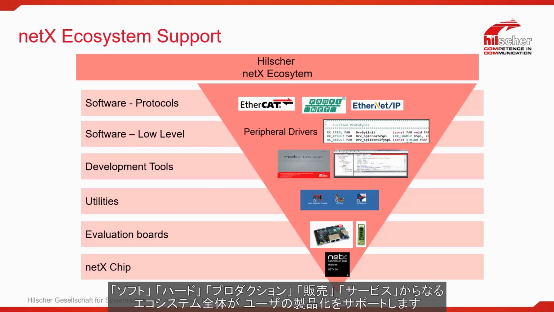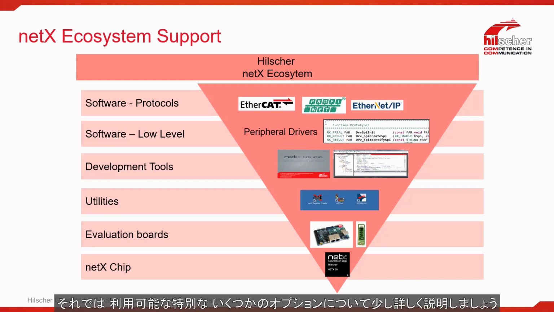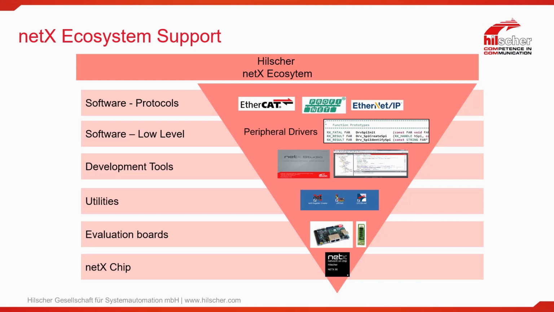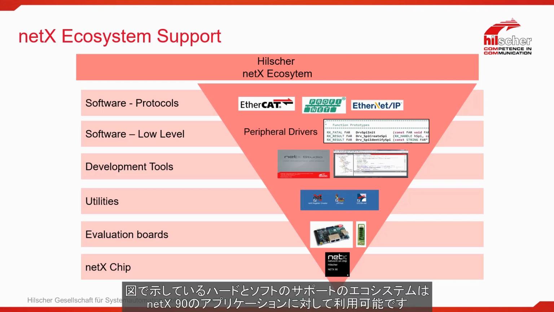So this whole ecosystem of software and hardware and production and sales and services made available to you to support the product. We have a whole array of support options available to you. And we'll talk a little bit more in detail about some of the special options that are available. But in general, any technical help that you need can come from our Netix support group. They're responsible for managing any of the Netix 90 requirements. For our master devices like our PC cards and gateways, we also have a product support group that supports what we call the end user products. Those are things that you take out of the box and put in a cabinet and use. So this whole ecosystem of support, hardware, and software is made available for your Netix 90 application.